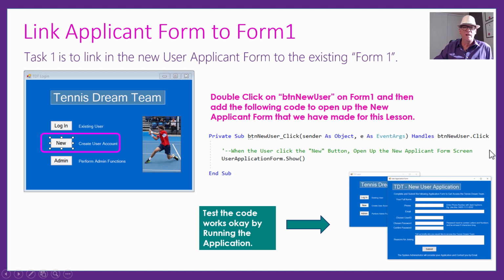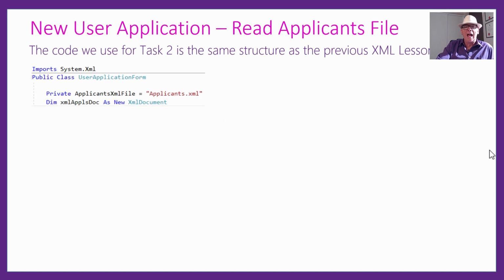So that's the very first thing. Just get something set up, write a little bit of code, and test it and make sure that's working. So we can tick that off as done. Now we need to read in the applicant's file to our program. So we're going to be doing this on the user application form.